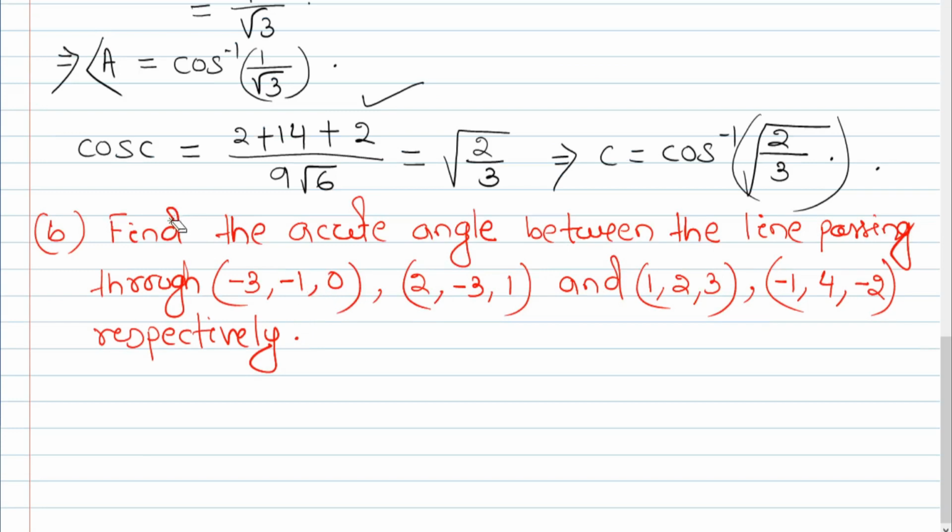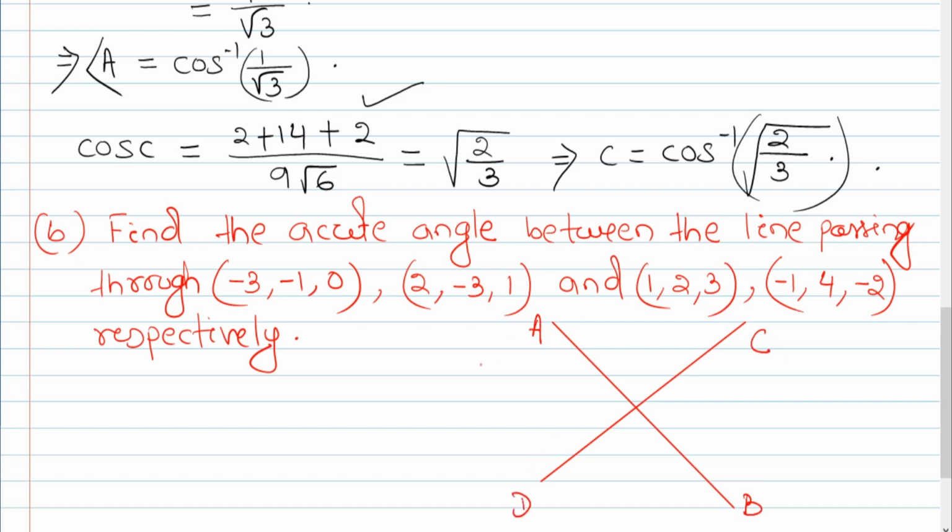Now we read the next question. Find the acute angle between the lines passing through the points given. That means two lines are there. So if you name them, that is AB and CD.